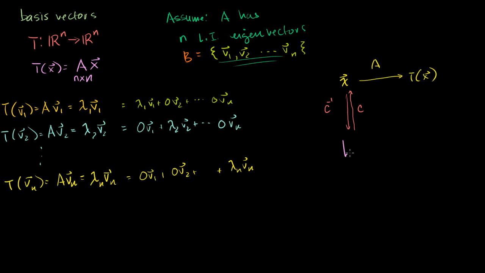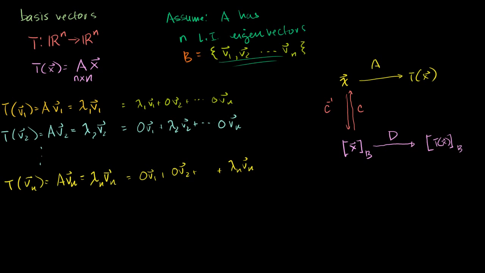And so this is going to be x in our new basis. And if we want to find the transformation matrix for T with respect to our new basis, it's going to be some matrix D. If you multiply D times x, you're going to get the B representation of the transformation of the vector x.